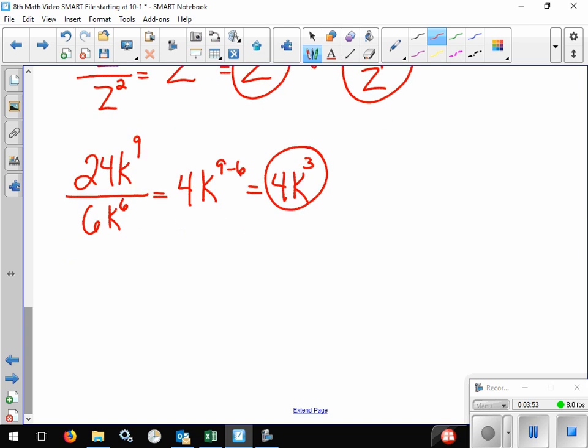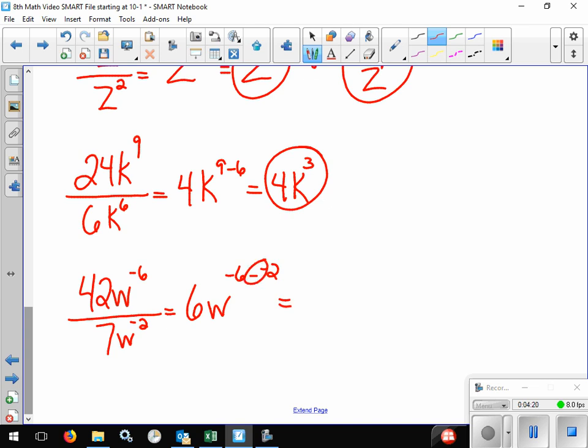Okay, let's practice just a few extra fun ones. So what is 42w to the negative 6 over 7w to the negative 2? Okay, so first we divide 42 divided by 7, which is 6, so 6w. Well, it's a negative 6 minus a negative 2. Remember, we have to be very careful of the negative in the bottom. So negative 6 minus a negative becomes plus. We clean up the messiness, so negative 6 plus 2, it's 6w to the negative 4th.